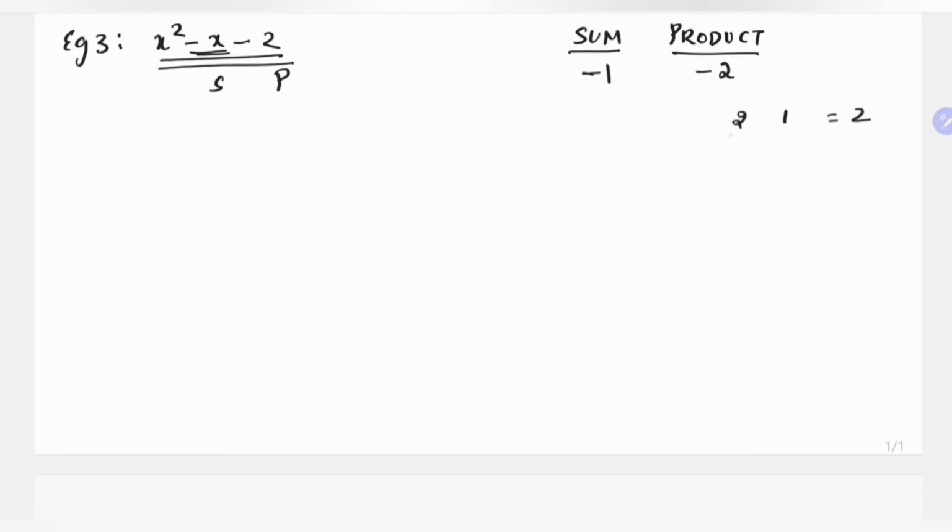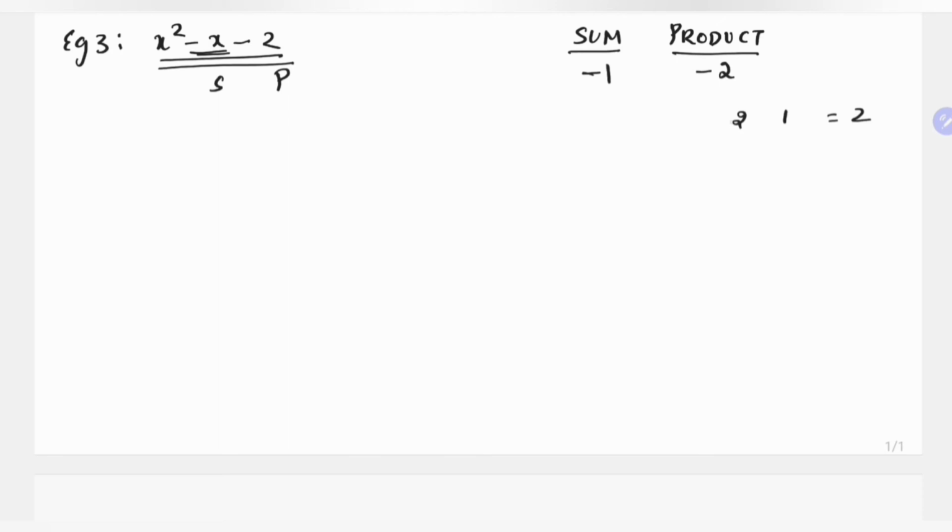But let's check the signs because here both are negative. So, we need to know where we have to put signs. We can't leave it as plus 2 and plus 1 because the product has to be minus 2. That means one of the numbers has to be minus here, right? Which number has to be minus? That we can confirm by adding the numbers. Now, if you add the numbers, you have to get minus 1.